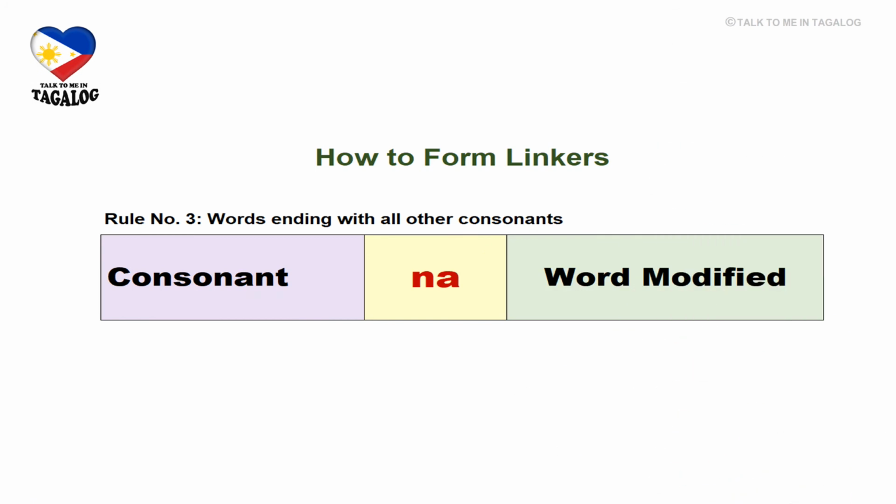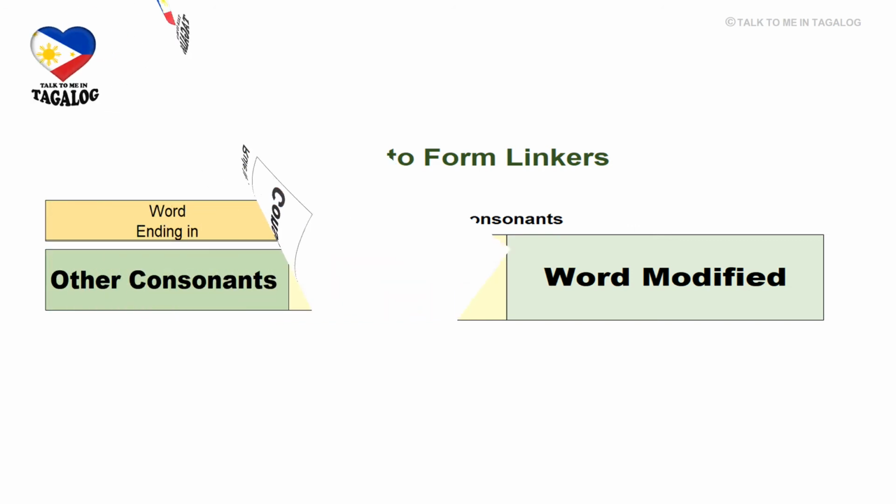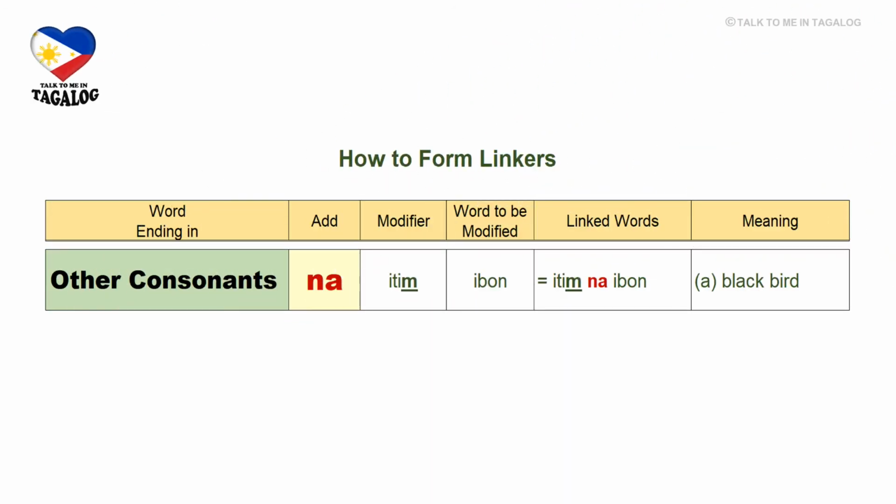Let's now move on to rule number 3. For words ending with all other consonants, we just add na between the two words. So it's the word ending with a consonant plus na plus the word being modified. Here's an example. The word itim, which means black, ends with an M. To link it to the second word ibon, meaning bird, we have to insert the word na between the two of them. Then they will become itim na ibon, which means a black bird.